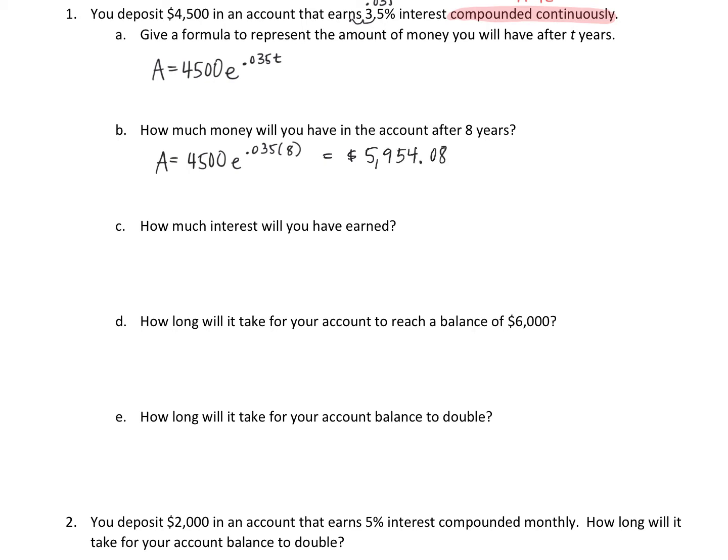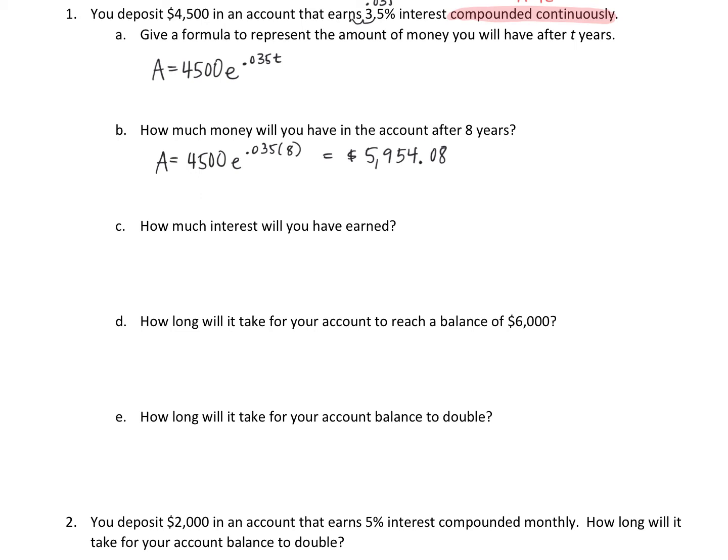$5,954.08. So it doesn't tell us how to round, but anytime you're doing a problem involving money, you always round it to the nearest cent. So it was 0.084, so the 4 makes the 8 stay an 8. It doesn't go up to a 9. So $5,954.08.